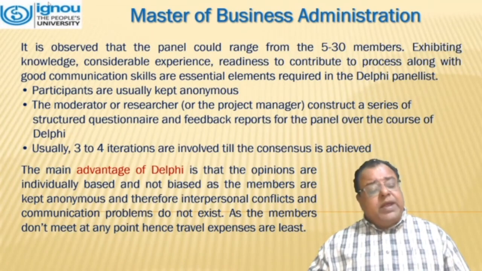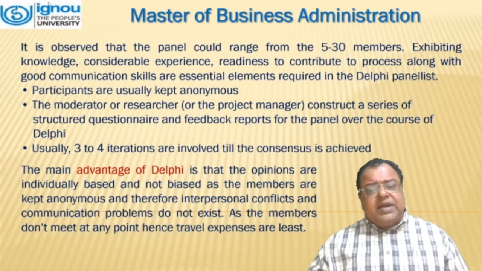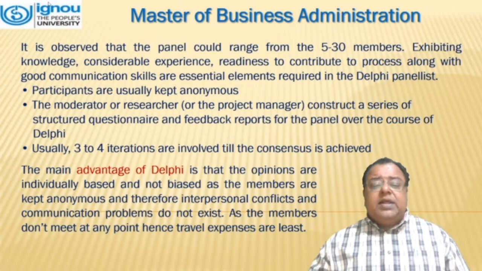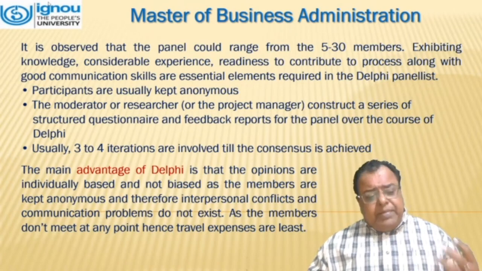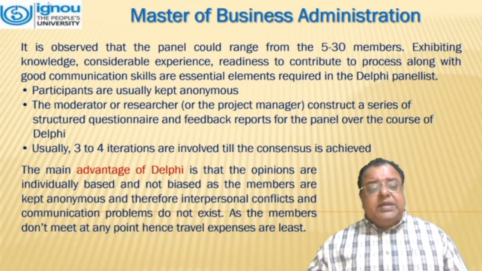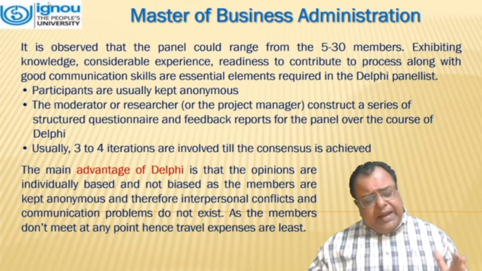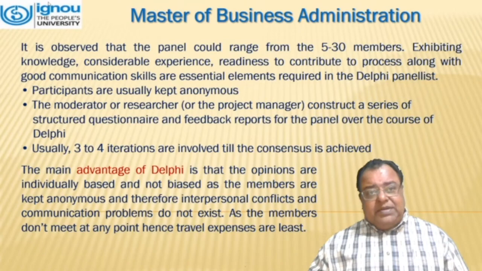Participants are usually kept anonymous. The moderator or researcher or the project manager constructs a series of structured questionnaires and feedback reports for the panel over the course of Delphi. Usually, 3 to 4 iterations are involved till the consensus is achieved. The main advantage of Delphi is that the opinions are individually based and not biased, as the members are kept anonymous, and therefore interpersonal conflicts and communication problems do not exist. As the members do not meet at any point, travel expenses are the least.